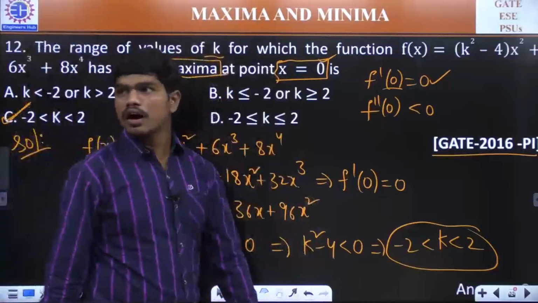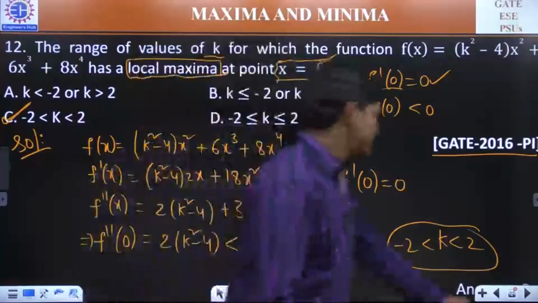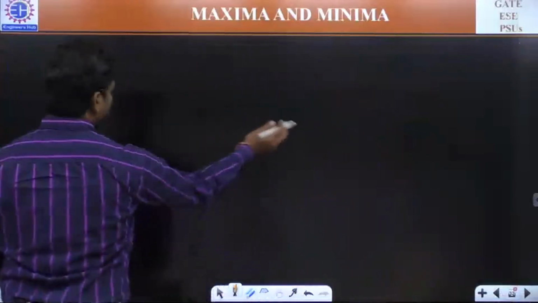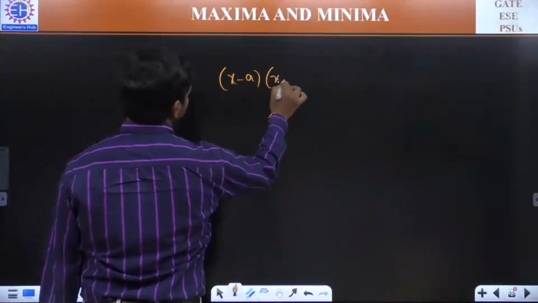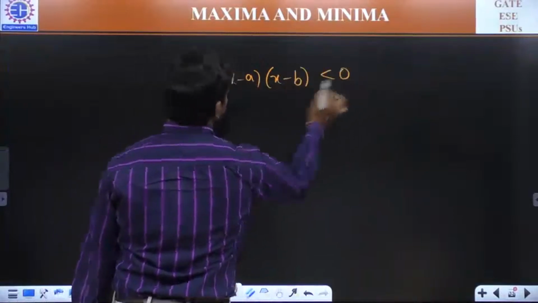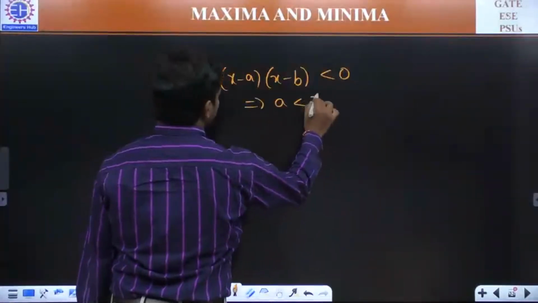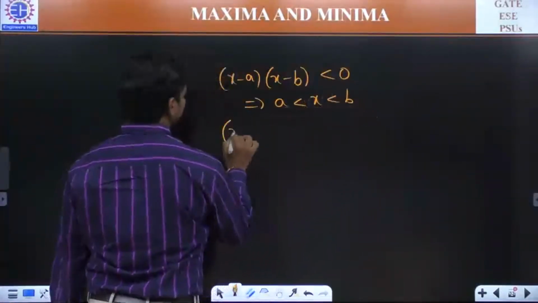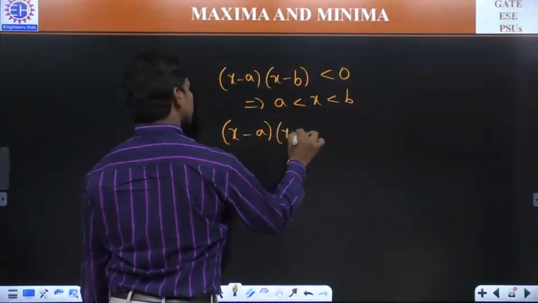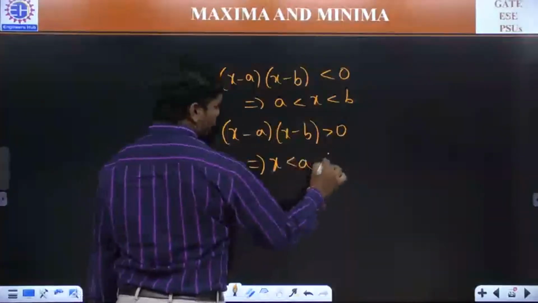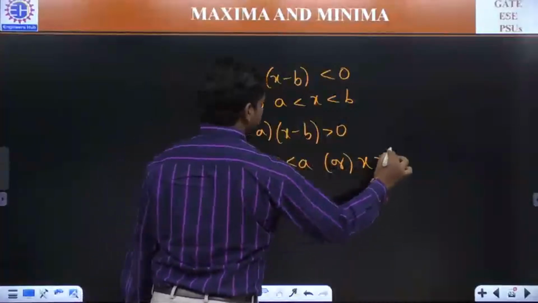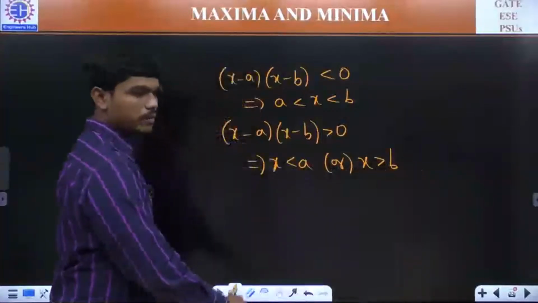I hope you know how to solve inequality. If there is something like x minus a into x minus b less than 0, and you factorize it, then this implies a should be less than x less than b. Similarly, if you have x minus a into x minus b greater than 0, then x should be either less than a or greater than b. One of these two things should happen.